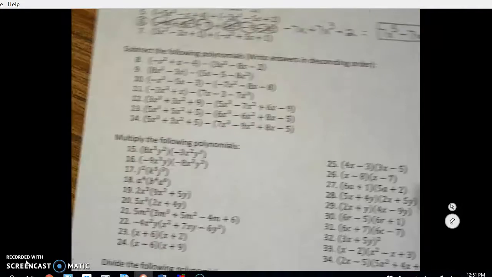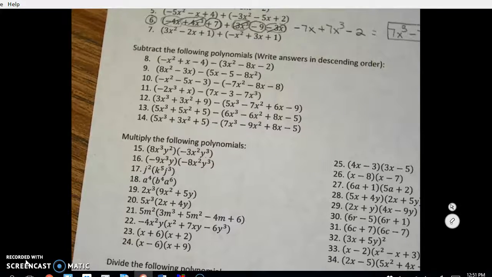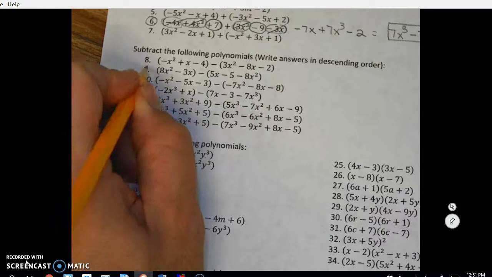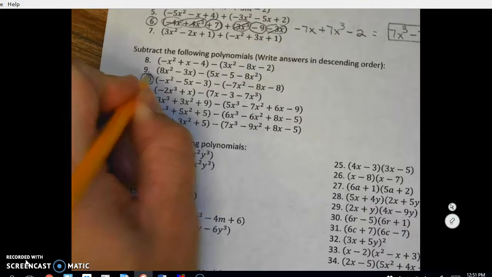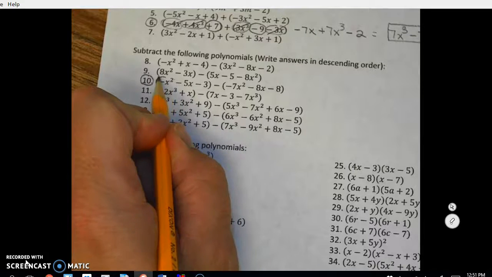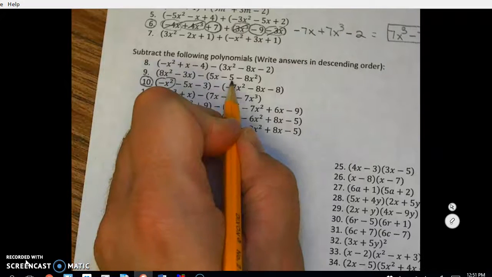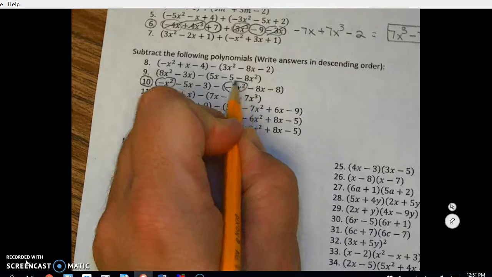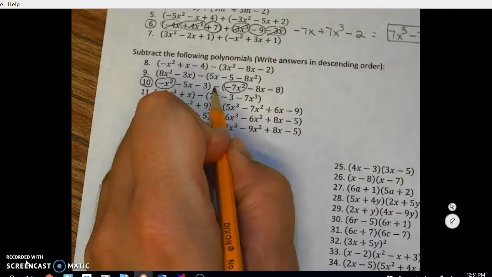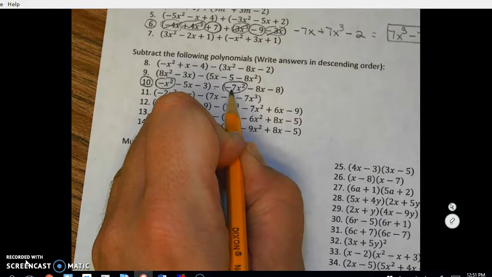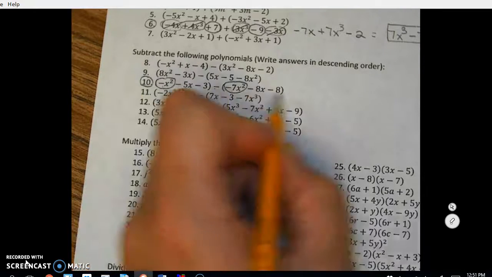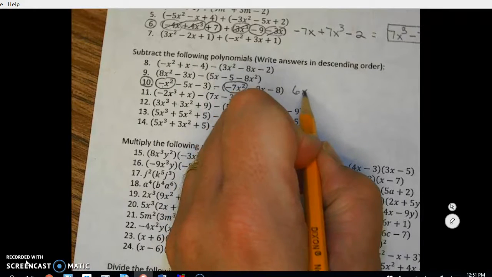Okay, let's take a look at a subtraction problem. We'll go ahead and do number 10. Our first term is an x squared term, so we're going to combine that one with the x squared term over here. So we have negative 1 minus negative 7, which is the same as negative 1 plus 7. That gives us 6x squared.